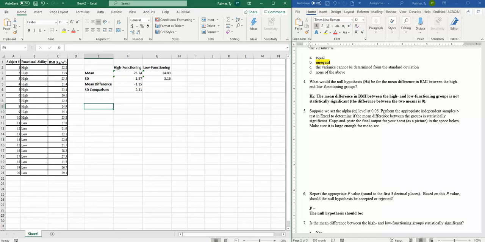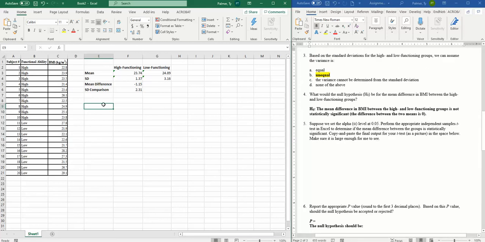It says perform the appropriate independent samples t-test. If you look at the PowerPoint, it talks about this. In Excel, we actually have 3 different t-tests that we need to choose from. We need to determine which of those 3 is the appropriate t-test to perform in our assignment.